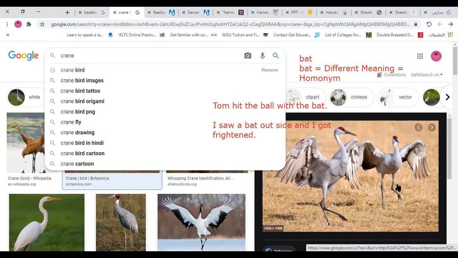If I'm saying a bird flies in a crane, then obviously I'm talking about the bird. If I'm talking about a crane that holds a big block and transfers the block, obviously I'm talking about what? The vehicle. Also the bat. If I'm talking about somebody who's using a bat, then I'm talking about the baseball bat. If I'm talking about a bat that is flying, then I'm talking about the mammal, the animal, not the other bat. So at first, from the context of the sentence, you can understand the meaning of each one of them, and then you will understand how to use them in English.